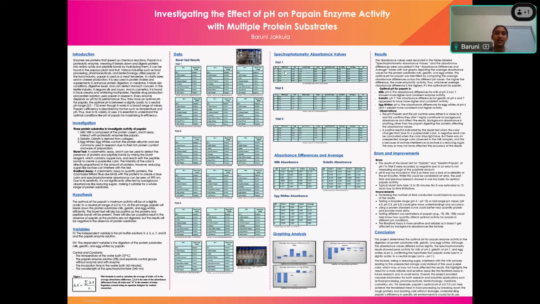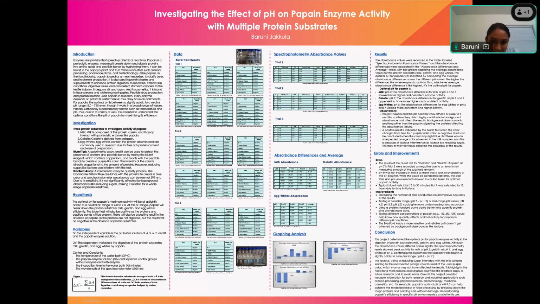So let's take an example of calculating the absorbance difference. For milk, pH 3, the equation is Delta A equals A with papain minus A without papain. So A with papain is 0.943, and A without papain is 1.305, and the difference between them is negative 0.362. That's the absorbance difference.